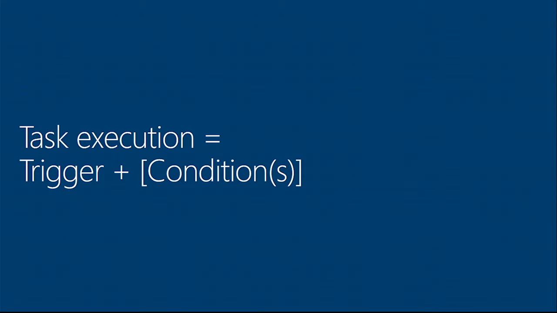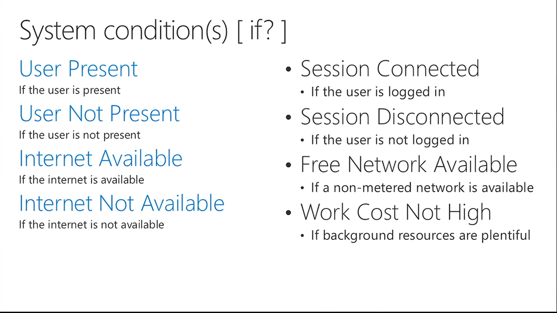So task executions: tasks are always triggered by something. You've got to have a trigger, but you can optionally have one or more conditions as well. The conditions are things like user present, user not present, internet available, internet not available, but not at the same time. And then these other ones, I'm not going to read them all out: session connected, disconnected, free network available, and work cost not high.